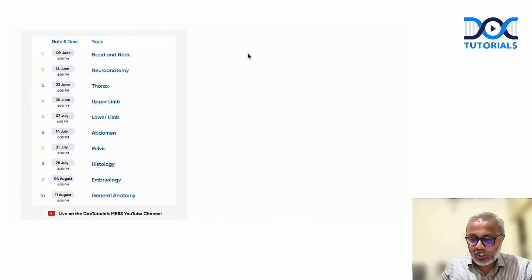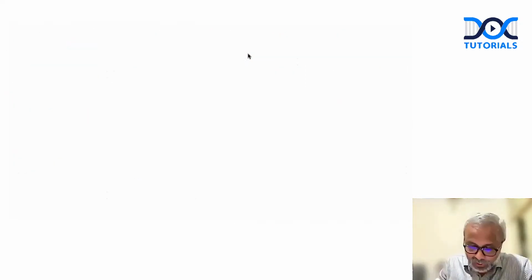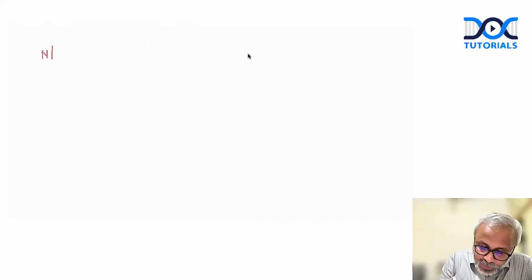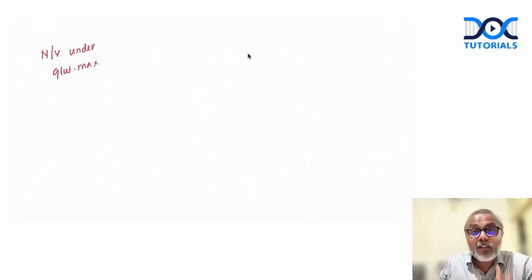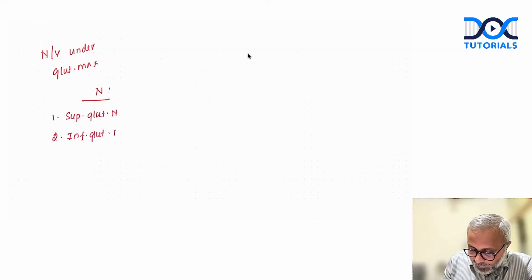Now we need to think, right? So let's add a page here. We need to think about what are the nerves, what are the vessels that lie under gluteus maximus, right? First, let's try to list the nerves. So the first nerve is the superior gluteal nerve. Then we have the inferior gluteal nerve. Then, of course, we have the largest nerve, that is the sciatic nerve.